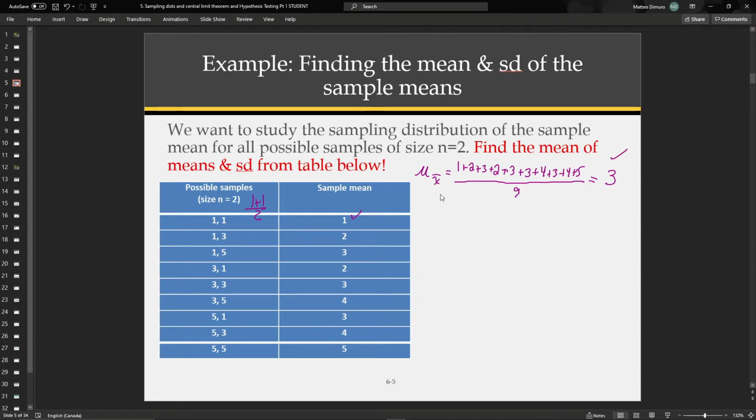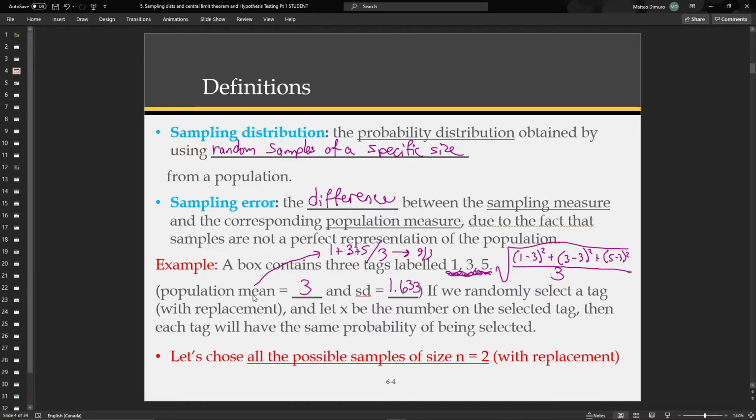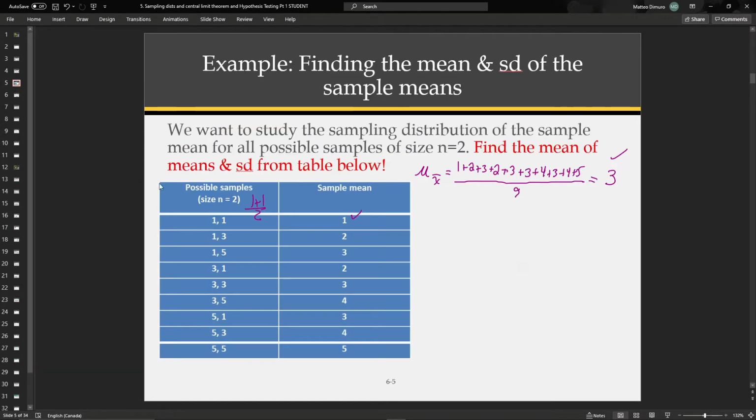Let's compare this to what we had before. So if this is indeed the entire population that we have, we calculated a population mean of 3 before, and we did a sample of all samples for taking 2 tags out, and we got 3. So we didn't break statistics yet. Now, where does statistics sort of break down? Well, let's go find the population, or the standard deviation for this population.